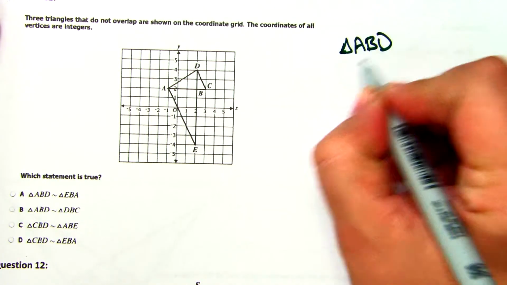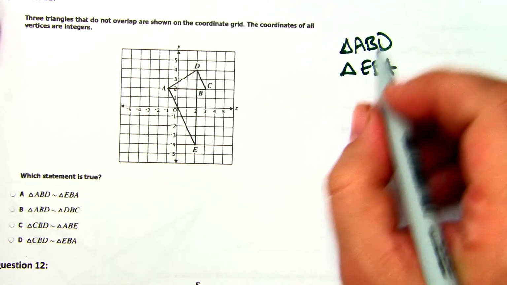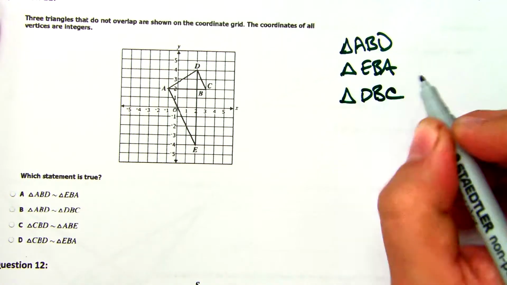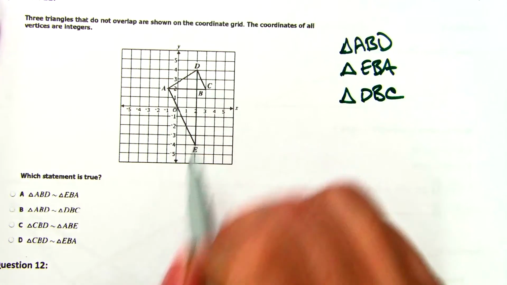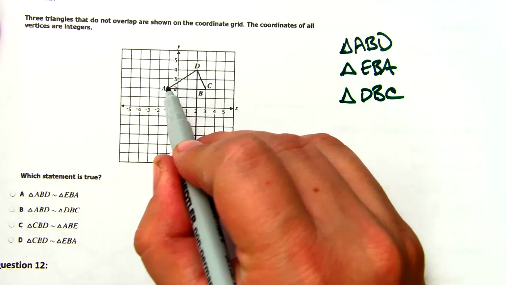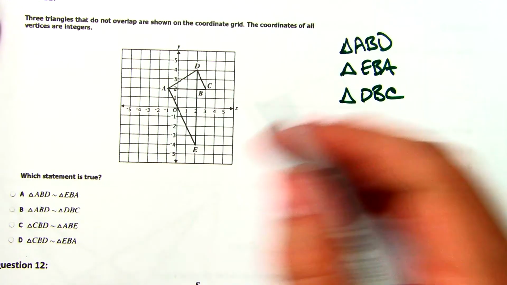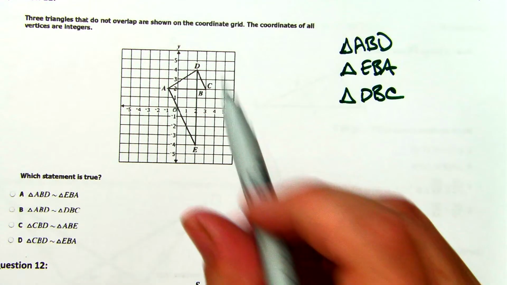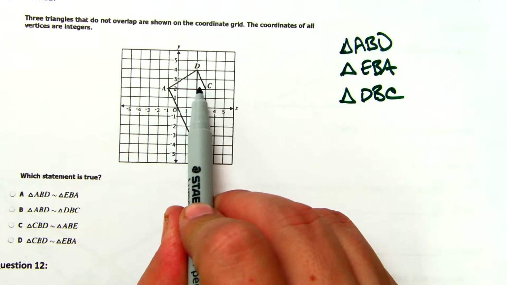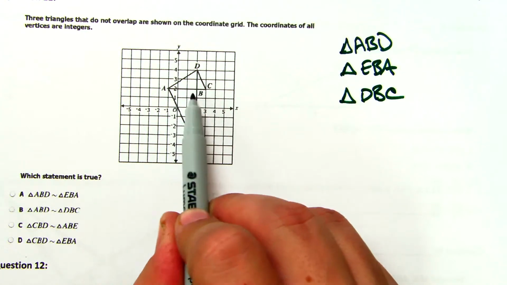ABD, EBA, and DBC. Here's DBC, a little right triangle. ABD is this one here, the medium-sized one, and then EBA, which is the biggest of the three triangles. We want to know which ones are similar. Well, we have an angle in each of the triangles. We have the right angle in each of the three triangles. So that gives us one thing.